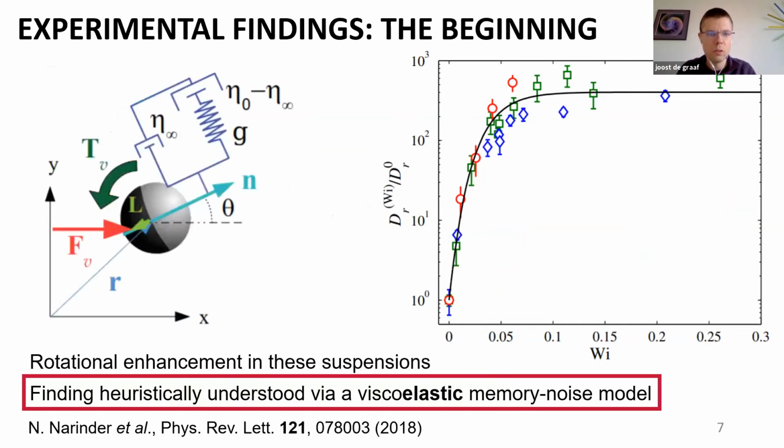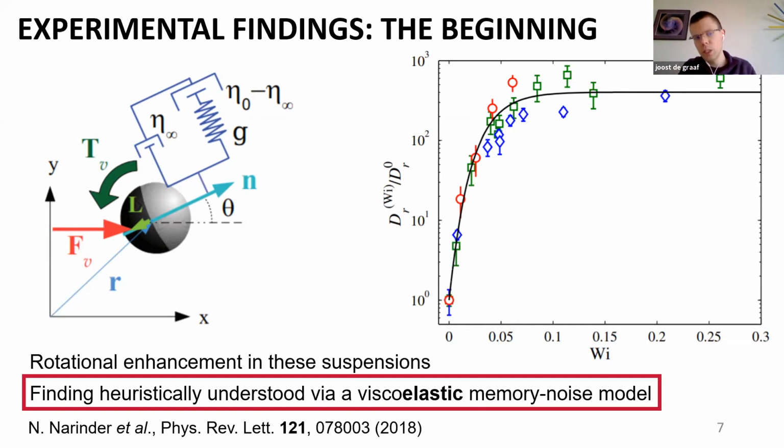Now, all of this was understood heuristically in a very simple model where they take into account viscoelasticity. And how do they do that? They have a parallel coupled damping and elastic contribution to the behavior of the suspending fluid. And the only thing that this does, and provided there's enough time, I'll get back to that, is it says the particle points in this direction, and there is a thermal noise, which reorients it.